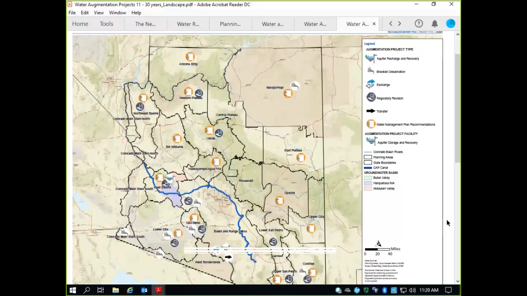Now, without creating additional CAP capacity, you mean that with the existing system, it would free up capacity within the existing system? Is that what you're saying? That's correct. Okay. That's the intent.